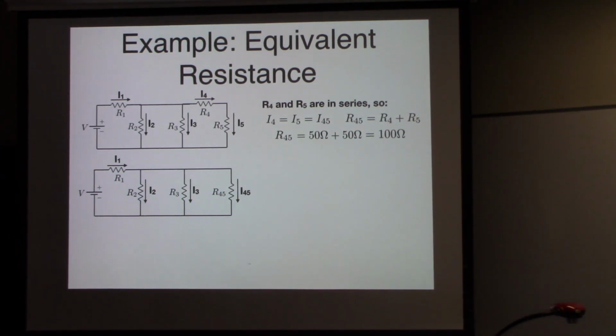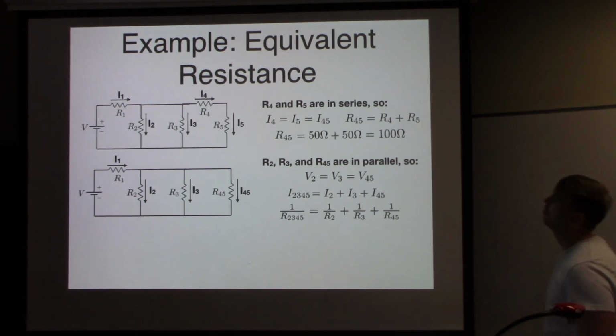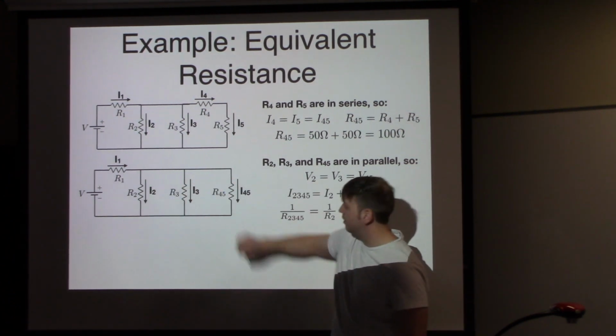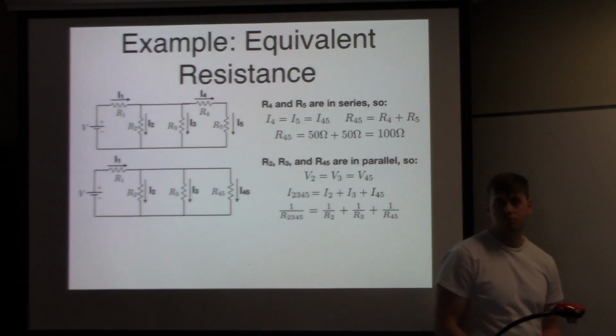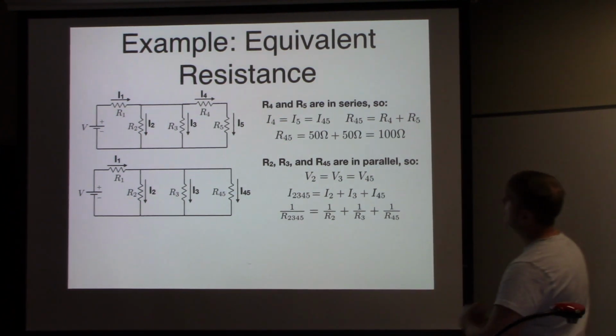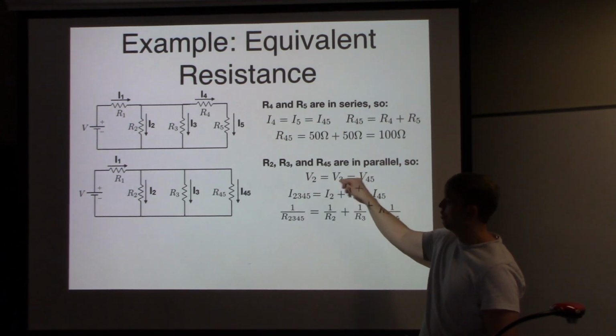Okay, so now we have to think about what we know about parallel combinations. So there are a few different things. The first is that the voltage across this, and this are identical. Okay, that's one fact we know about parallel resistors. So we have V2 equals V3 equals V45. Those are all the same voltage.